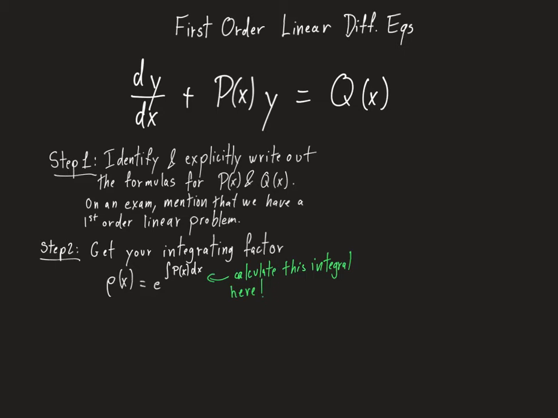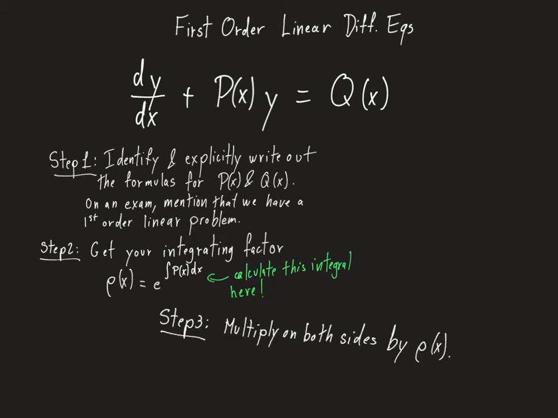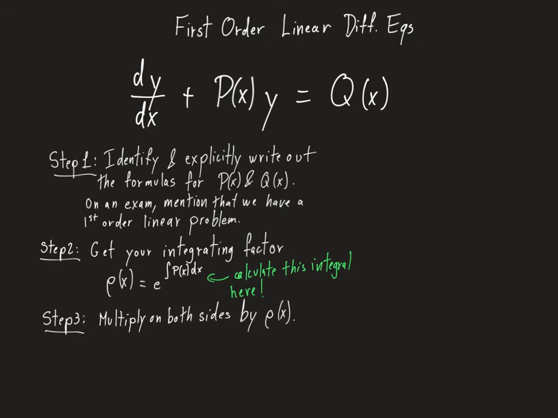We are simply going to proceed in step 3 by multiplying on both sides by our integrating factor rho of x. Okay, we are now pretty much done with the easier stuff.